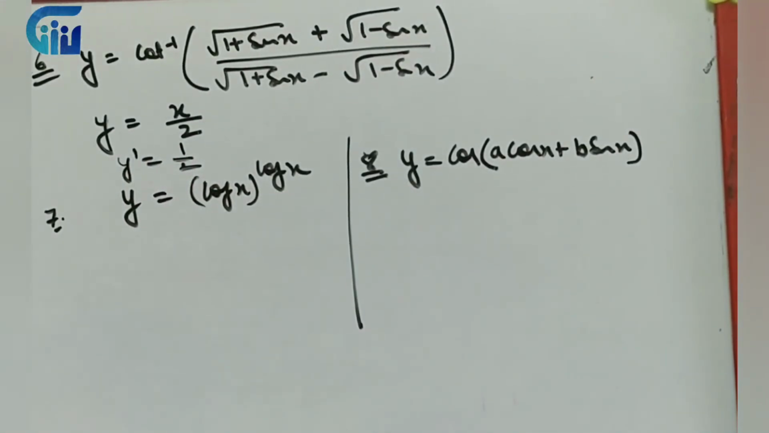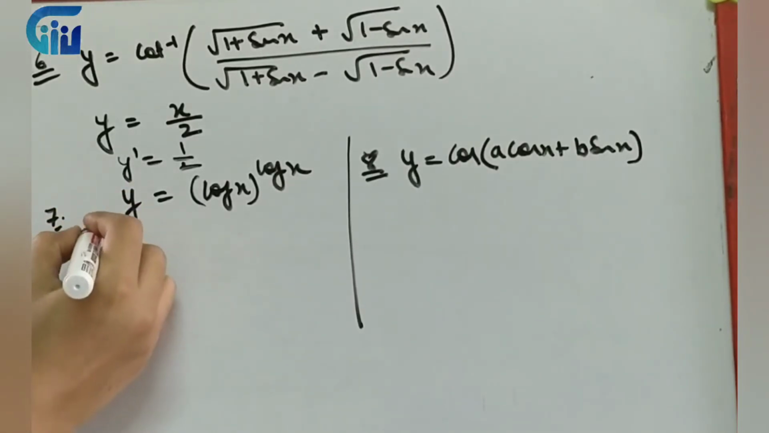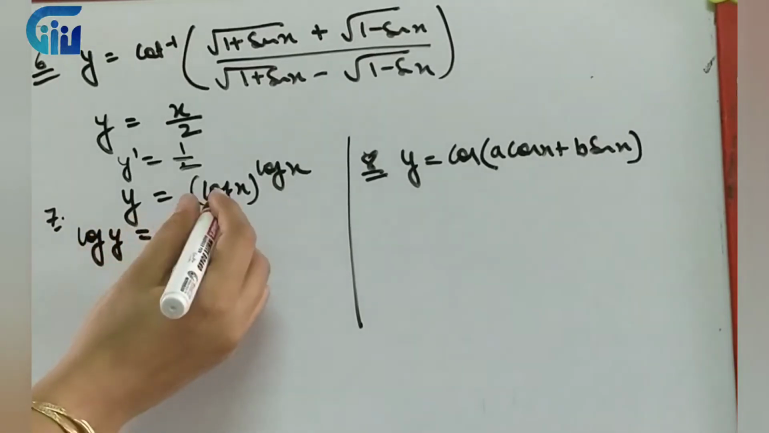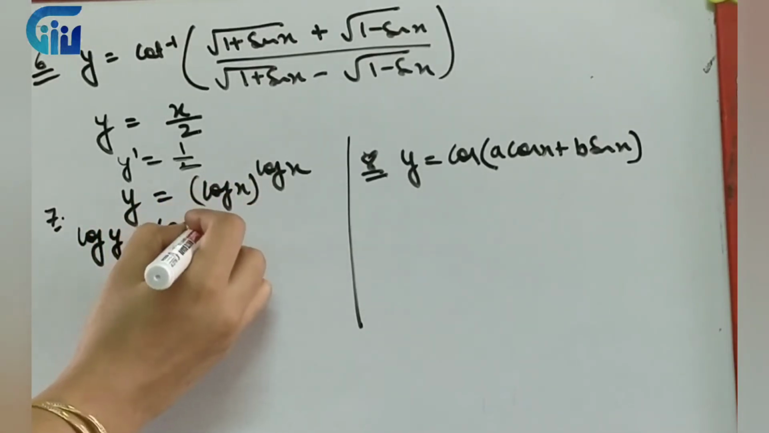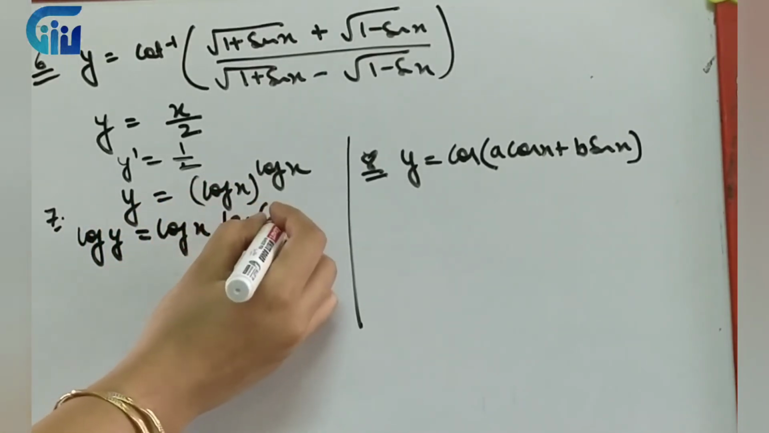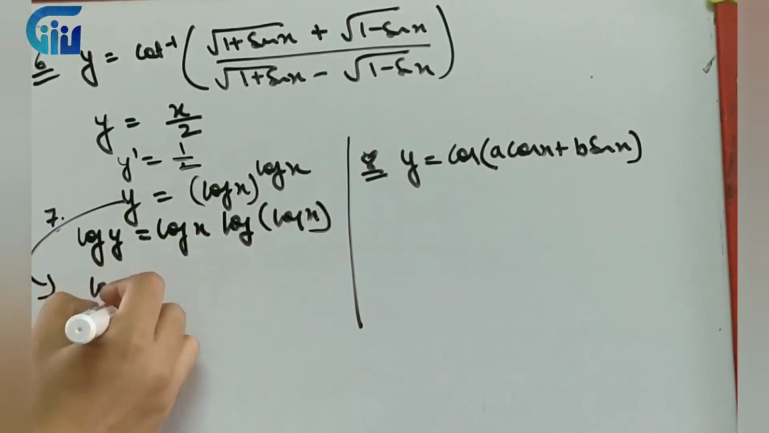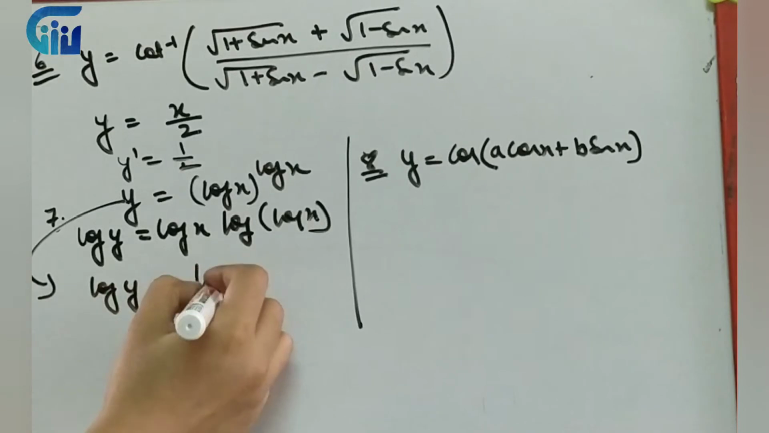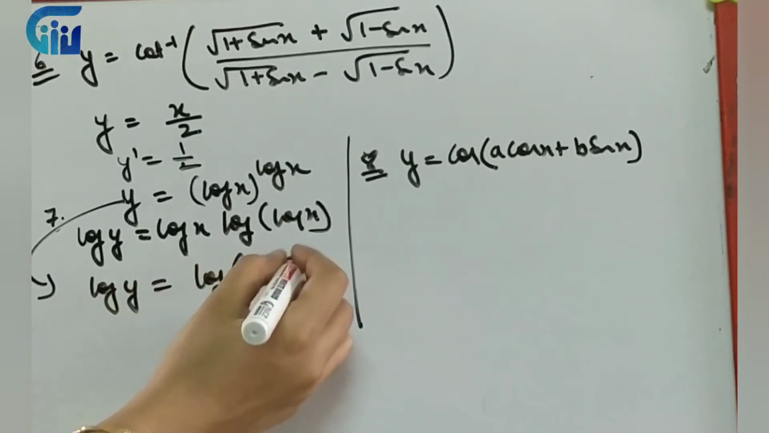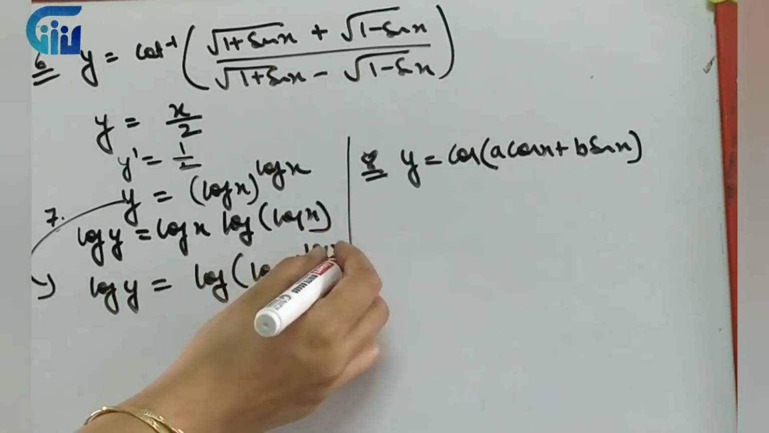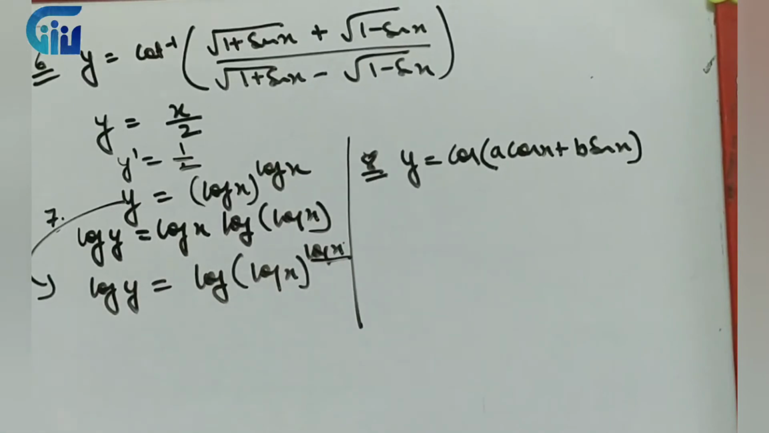Now moving on to the next question, number 7. What we have in question number 7 says y is equal to log x, power is log x. So again the power of a variable is a variable. So what we will do, we will take log of both the sides. So log, over here be careful, log x and then log of log x. How? Because we will be writing it as log y equals log of log x whole power log x. So this log x will come to the front and we'll have log of log x.